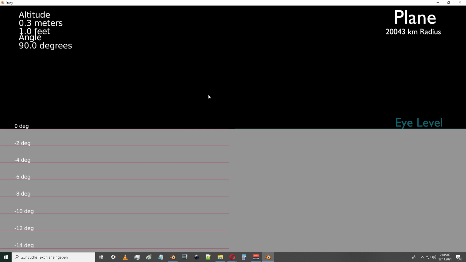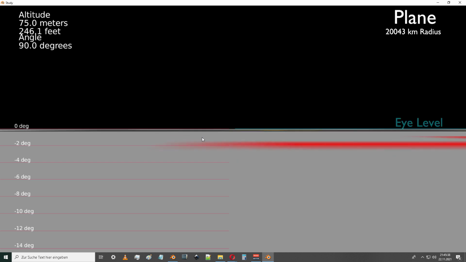So we're on the plane Earth model right now. And what do we have? We have an altitude of 0.3 meters. Let's go to 2 meters. It's nothing really going on. You have a completely flat horizon. No curvature at all, of course, and it's a plane Earth model, meaning a circle.